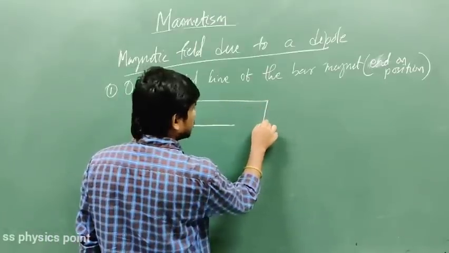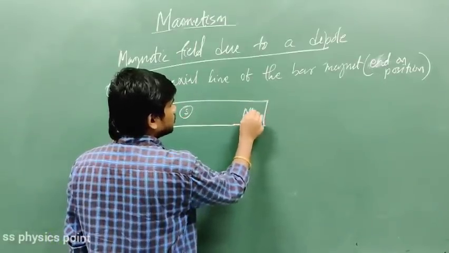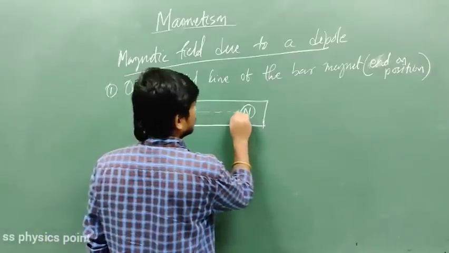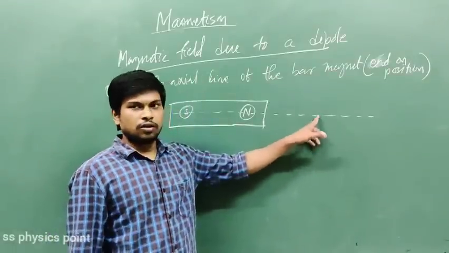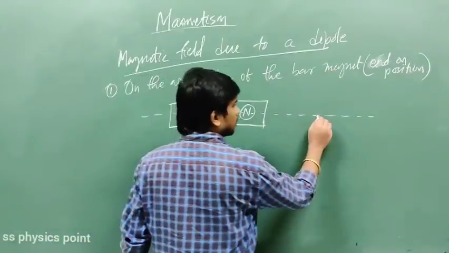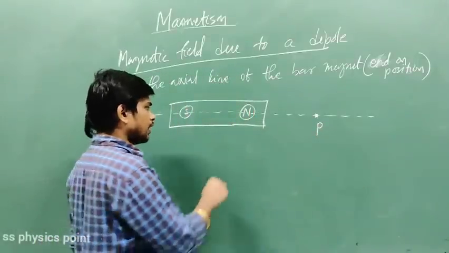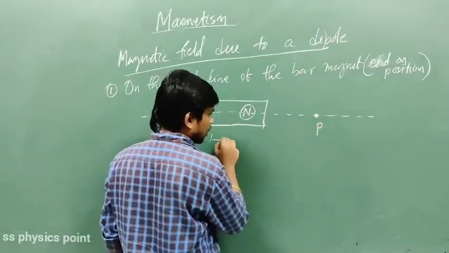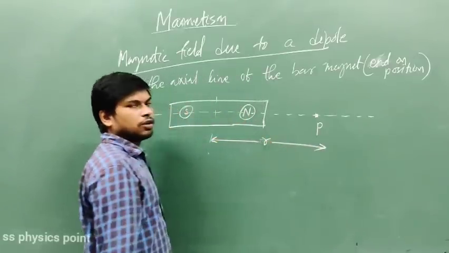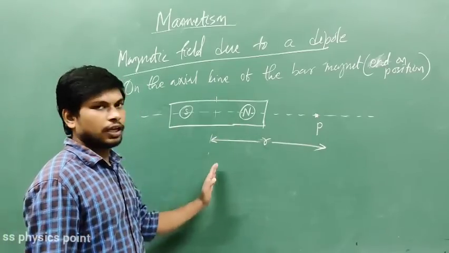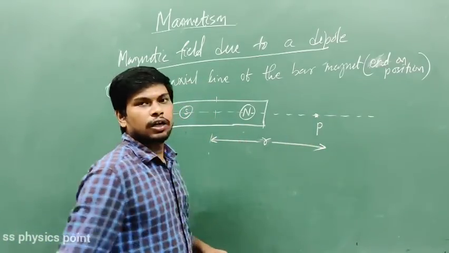Let us consider this is a bar magnet. Suppose this is the south pole, this is the north pole. This is the magnetic axis. So let P be a point on the axial line. Just remember that: P is a point on the axial line at a distance r from the center of the magnet. You can also say this is a magnetic dipole.